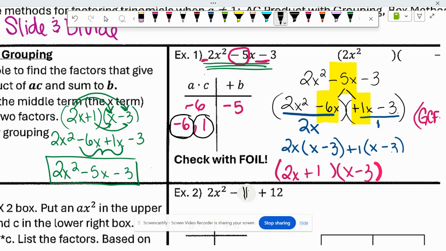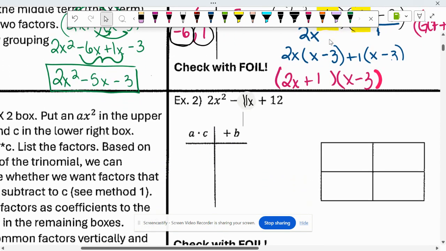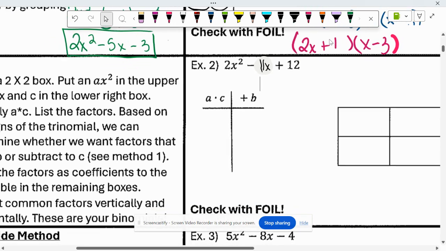All right, let's go down to the next one. The next method that we're going to use is the box method. You guys liked using the box to multiply? Well, we're going to do the opposite. When you multiply, you put the terms on the outside. When you use it to factor, you put the terms on the inside.